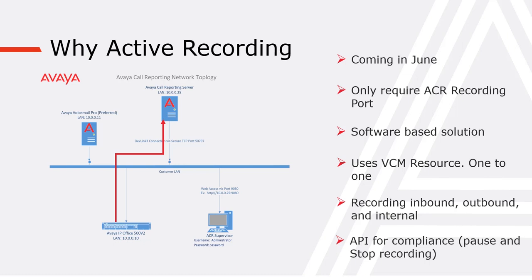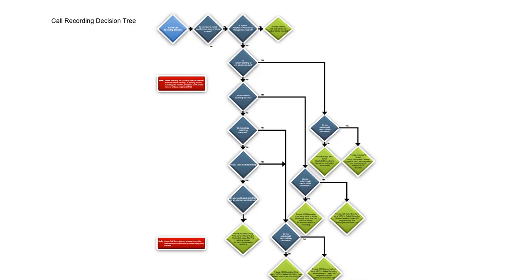The one thing to just remember is if it's a standalone IP Office, it's using VCM resources, and it's a one-to-one. So if you're recording 10 calls, it's going to use 10 VCM resources. And of course, you would need 10 ACR recording ports. Okay, that's a lot of information. So let's go over the decision tree.